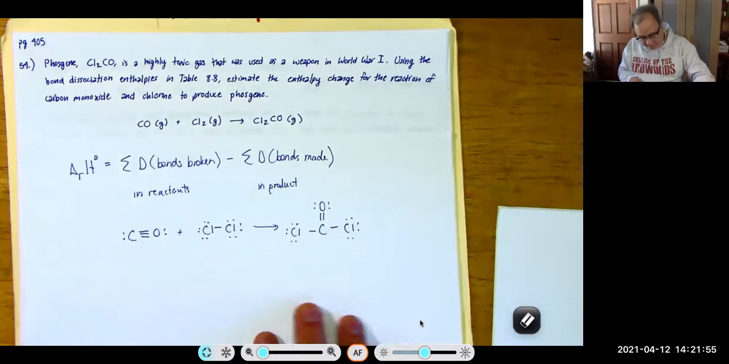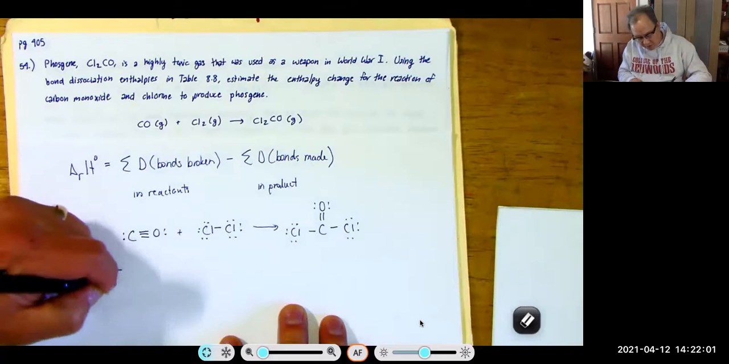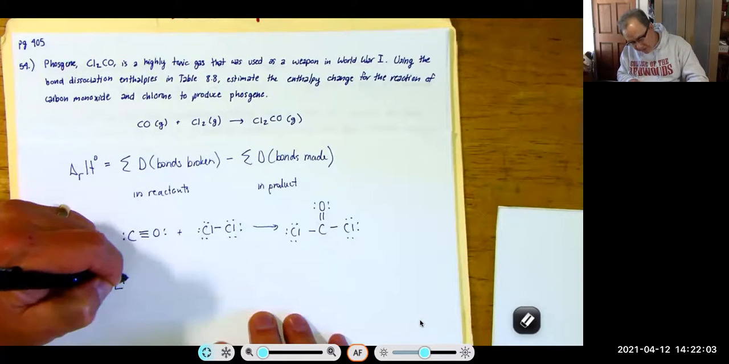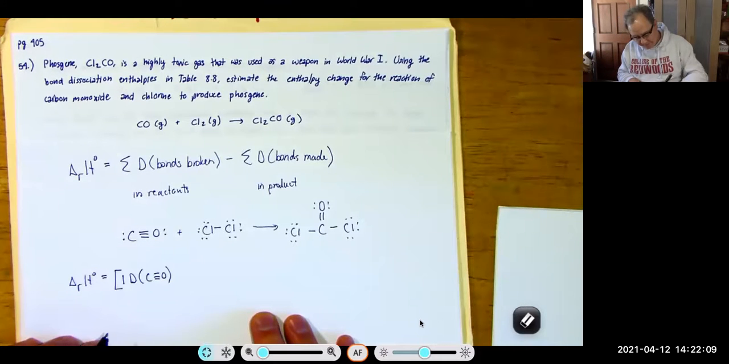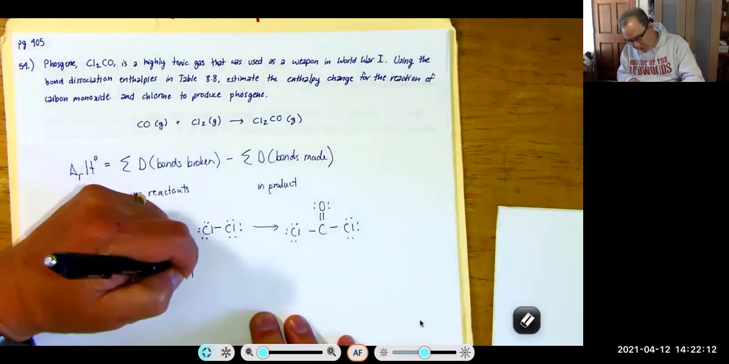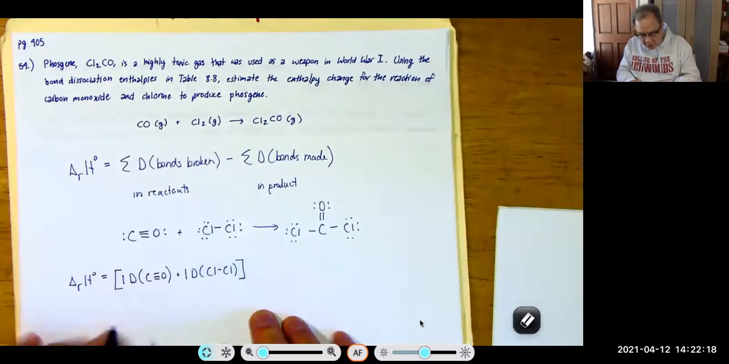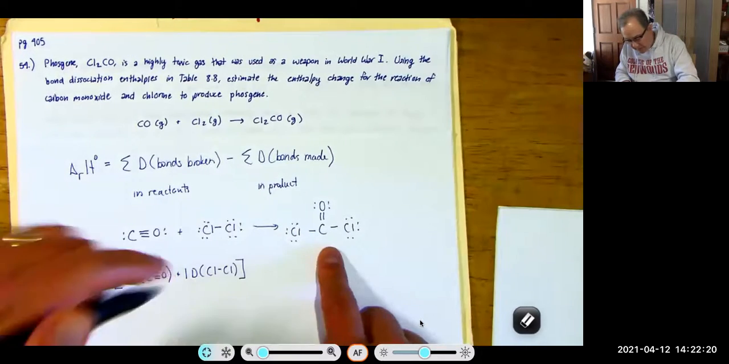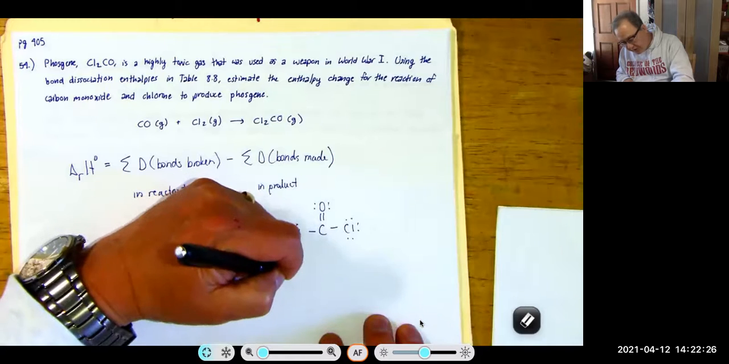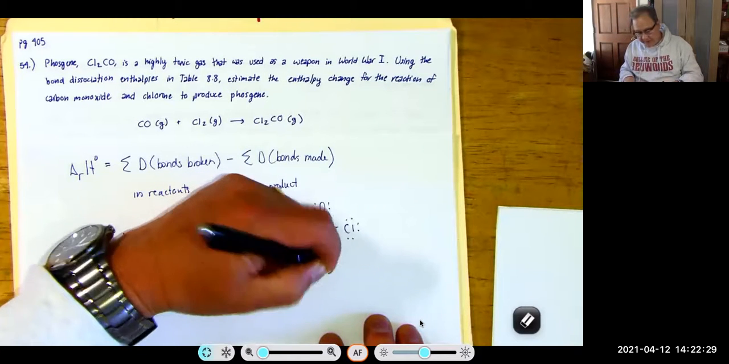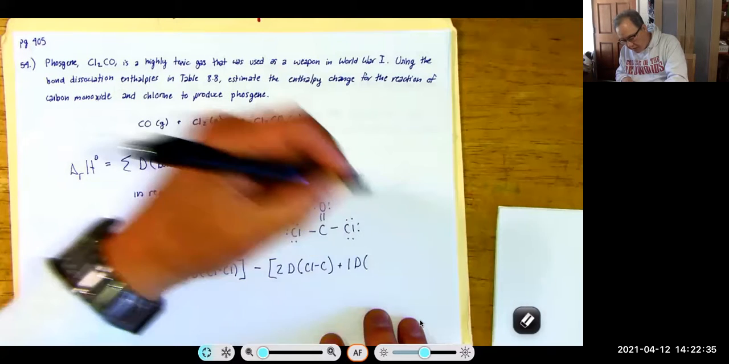Okay. So let's look at the bonds broken. We have one bond dissociation energy for a carbon-oxygen triple bond. We have one bond dissociation energy for a chlorine-chlorine single bond. So those are the ones broken. And the ones being made would be negative 2 bond dissociation energies for a chlorine-carbon single bond, and 1 bond dissociation energy for a carbon-oxygen double bond.